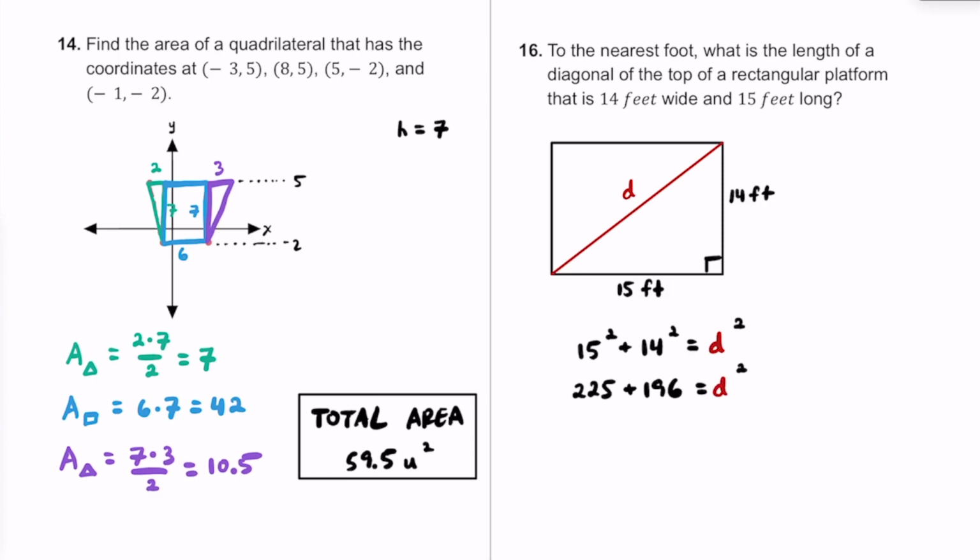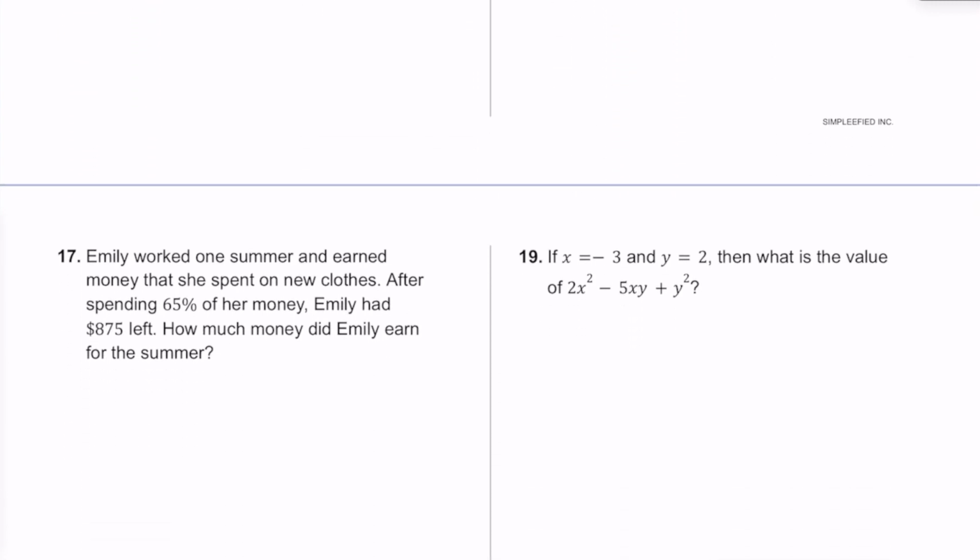Now 225 plus 196 is equal to 421. So we have 421 is equal to that diagonal raised to the second power. And so if you go ahead and take the square root of both sides, we're going to see that the diagonal length rounded to the nearest whole foot here is going to be about 20.5, but rounding up is going to be about 21.